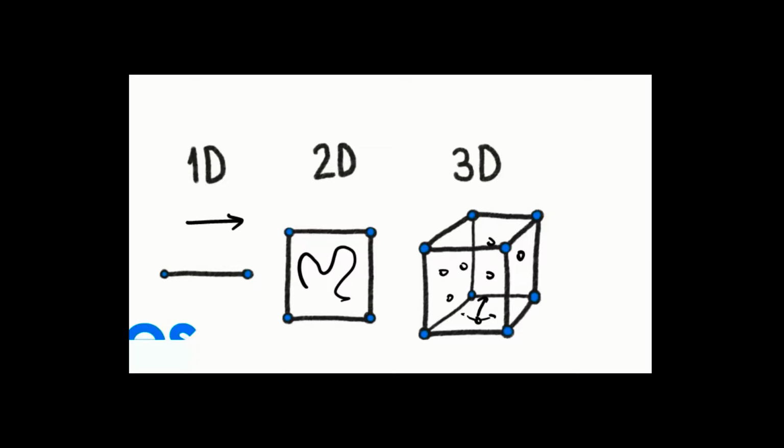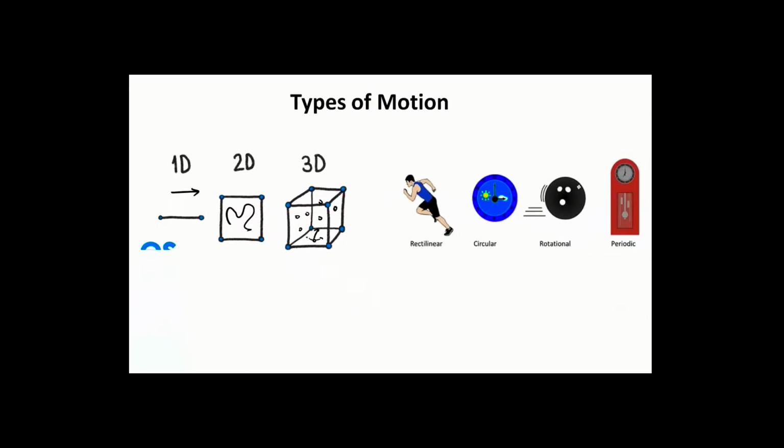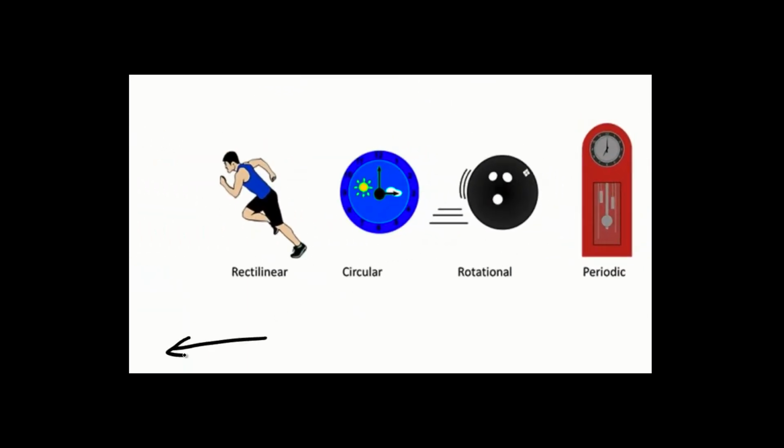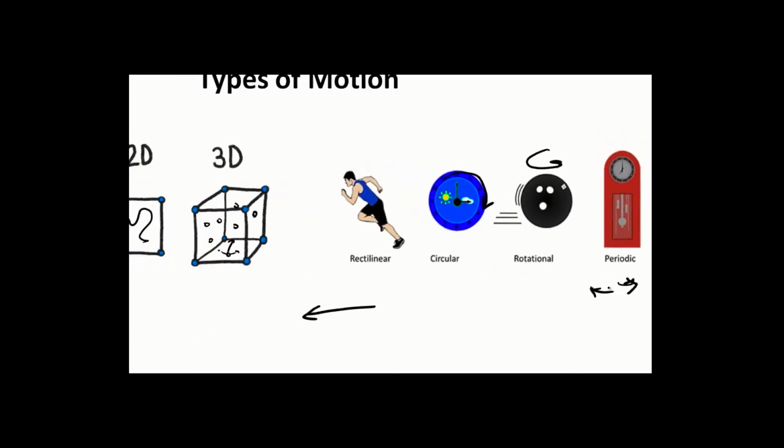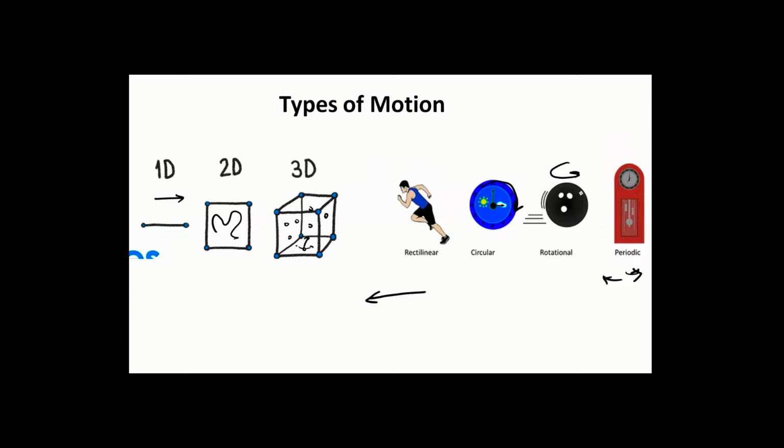You could also define types of motion on the basis of the curvature of the path that it takes. So if it's moving along a line, it can be called rectilinear motion. If it's moving in a circle, it will be a circular motion. If the body is rotating about any point, then it's called rotational motion. And if it's doing to and fro motion in this way and this way, then again this way, then it's called periodic motion. But for the purpose of this video lecture, we'll not divide motion into any of these categories.